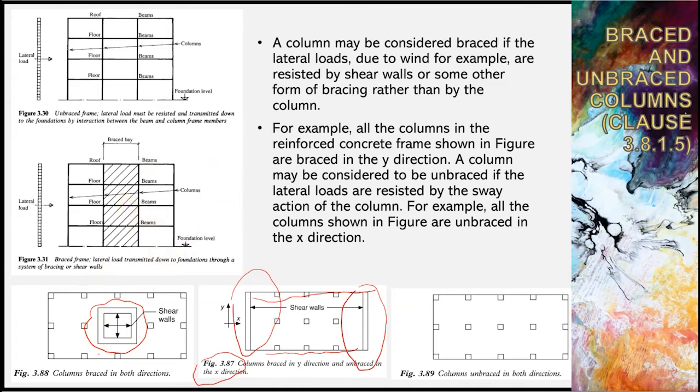Kalau you tengok dalam gambar ni okay, unbraced frame, lateral load must resist and transmit down to the foundation by interaction between beam and column frame members. And this one adalah brace frame. Nampak ada dia panggil brace B kat sini. Okay, lateral load transmitted down to foundation through a system bracing or shear wall. Lateral load yang transmit pada shear wall. Okay, column only transmit axial load. Dia tak terganggu dengan lateral load. Lateral load tu contohnya macam angin, anything yang macam horizontally. Shear wall yang akan transmit. Shear wall ataupun brace B itulah yang akan transmit pada foundation.